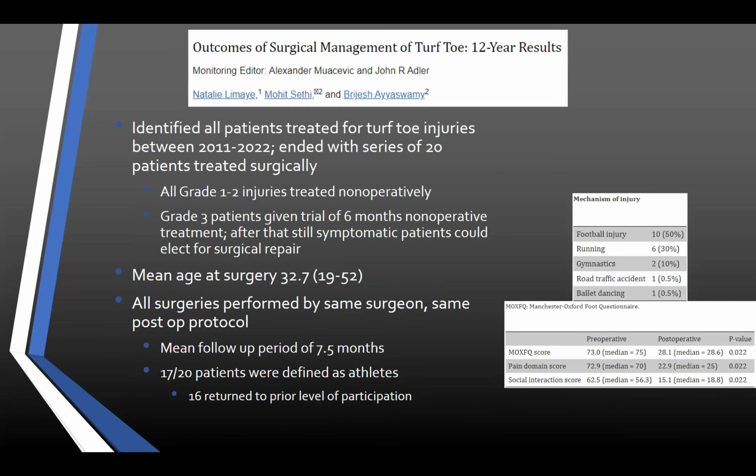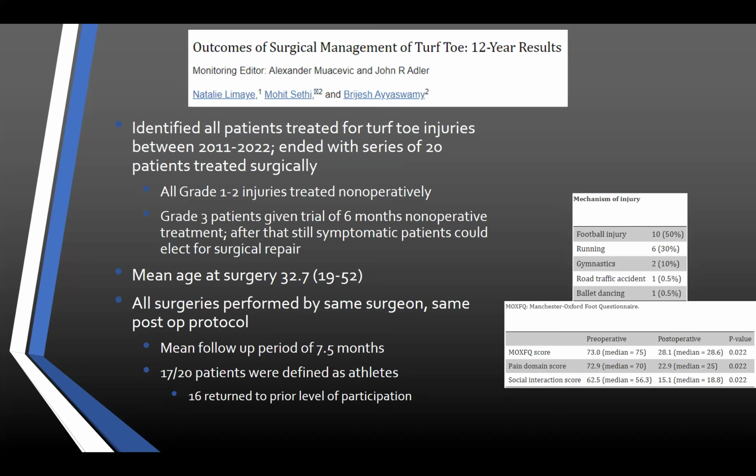So now that we've gone through what operative treatment entails, let's look at generally how these patients do. There are a few studies out there, mostly case series, but this was one from 2024 in the UK that identified a series of turf toe injuries. The exact number they identified was not listed, but in the end, they found a group of 20 patients who had to have surgical treatment.